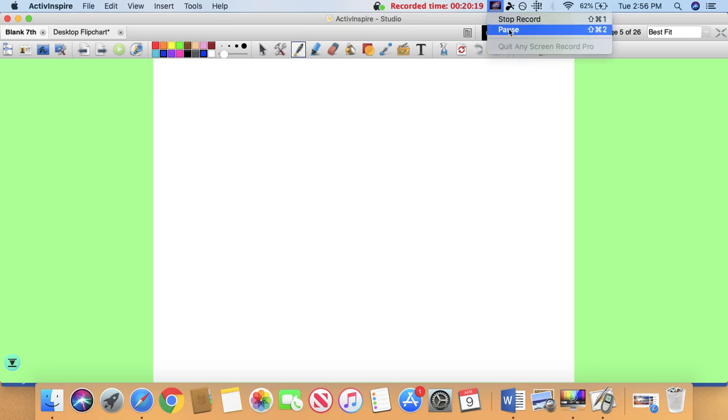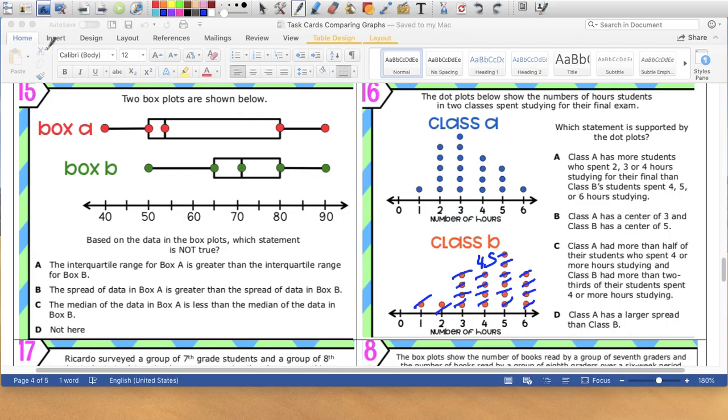So Class A, one second, and I'm going to pause. Yes. Okay, so where are we? So again, Class A has a center of 3 and Class B has a center of 5. So that's not true.